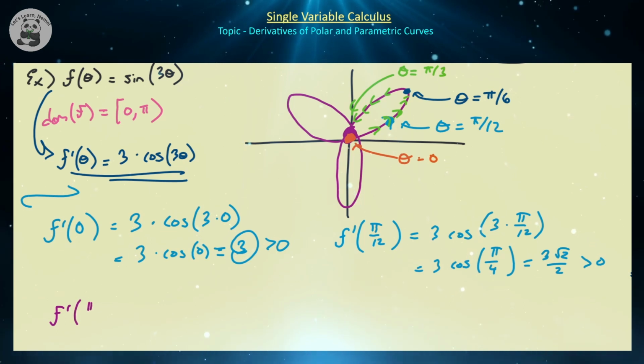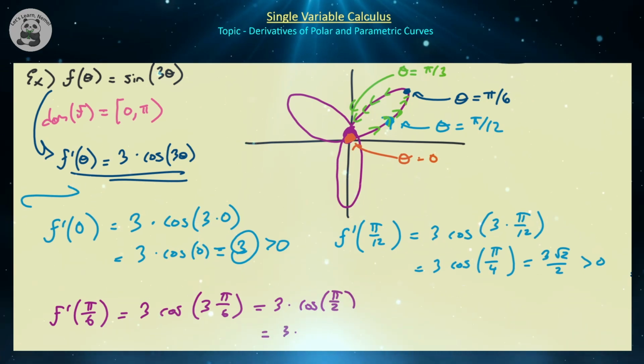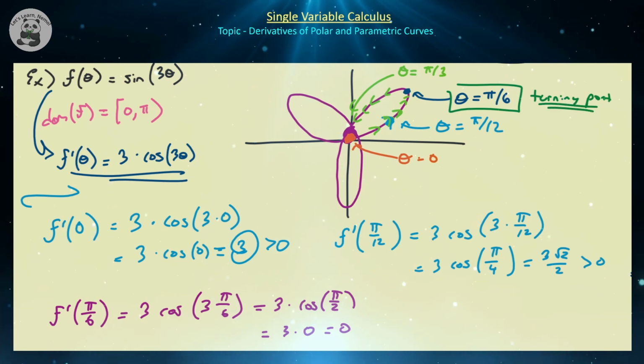So if we look at f prime of pi over 6, that's going to be equal to 3 times the cosine of 3 times pi over 6, which is going to be 3 times the cosine of pi over 2, or 90 degrees. And we know that's going to be 3 times 0, which is equal to 0. So at that particular point, we're not moving farther away nor closer to that origin point. So I guess you could call this particular point a turning point for that particular point that's traversing along that polar curve, right?